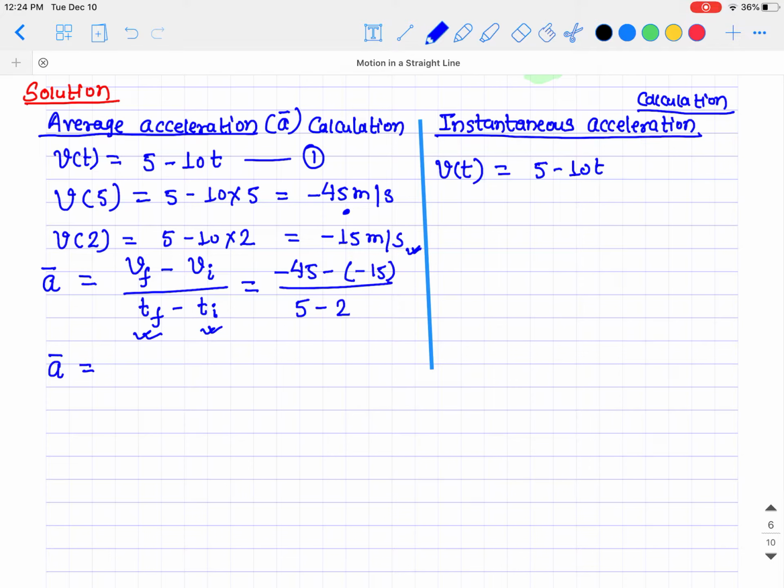So what you get is minus 40 plus 15 divided by 3, which is minus 30 divided by 3, and it is equal to minus 10, and the unit is meter per second square.